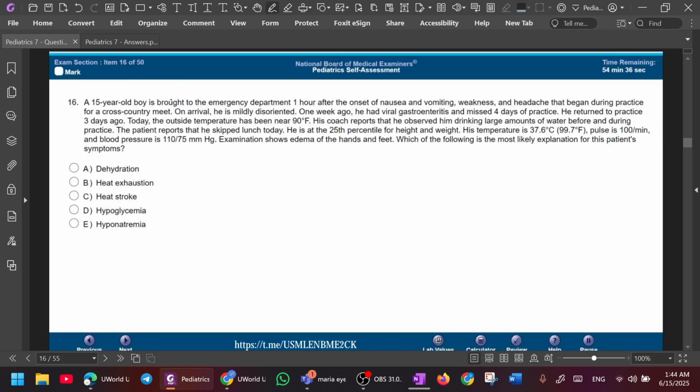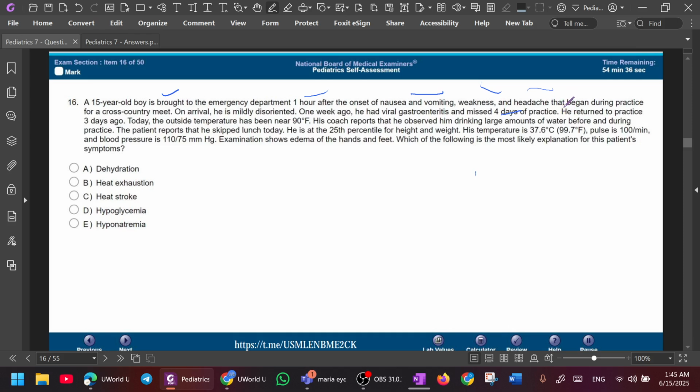A 15-year-old boy is brought to the emergency department 1 hour after the onset of nausea and vomiting. Examination: nausea, vomiting, weakness, and headache that began during practice of a cross-country meet. On arrival, he is mildly disoriented. 1 week ago, he had a viral gastroenteritis and missed 4 days of practice. He returned to practice 3 days ago.